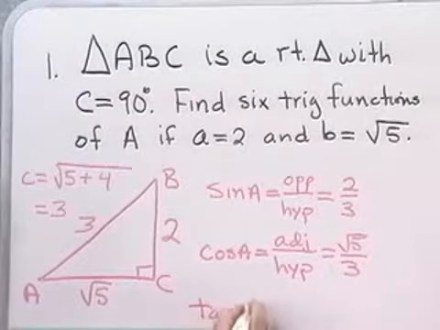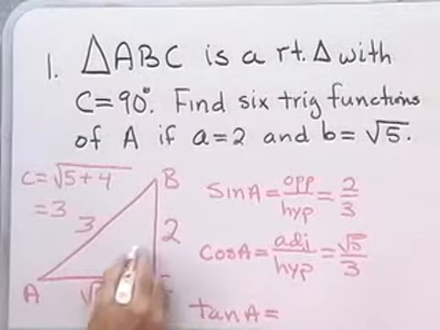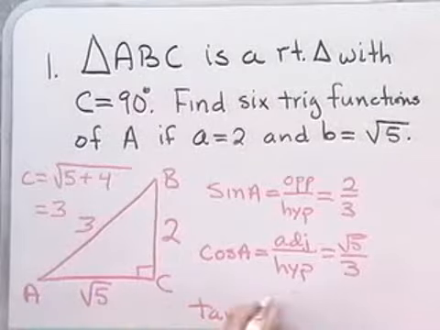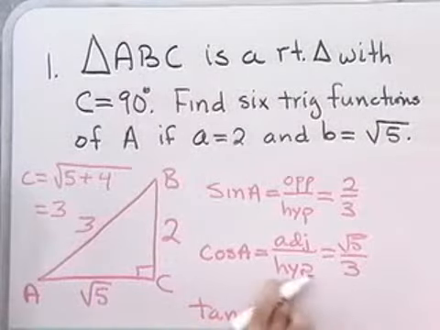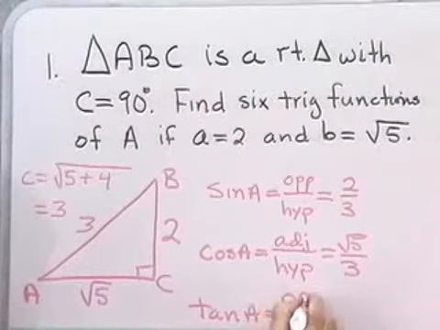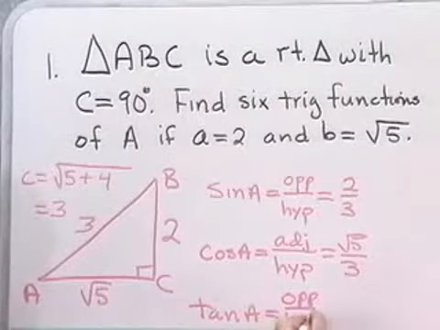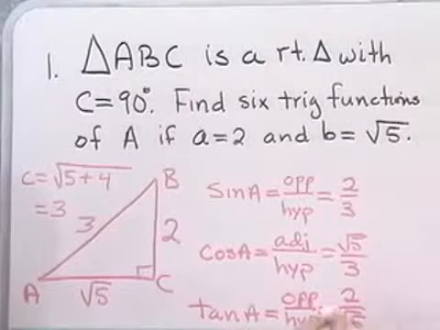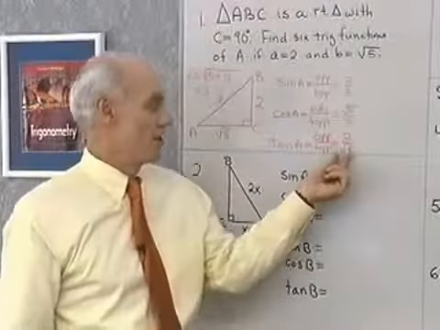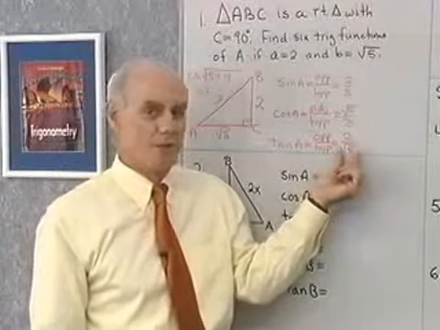And then my tangent of A will be the side opposite angle A divided by the side adjacent, so let me just write down here opposite over adjacent, and that will be 2 over square root 5. Then if I want to, I can rationalize this denominator, but again, we don't always do that.